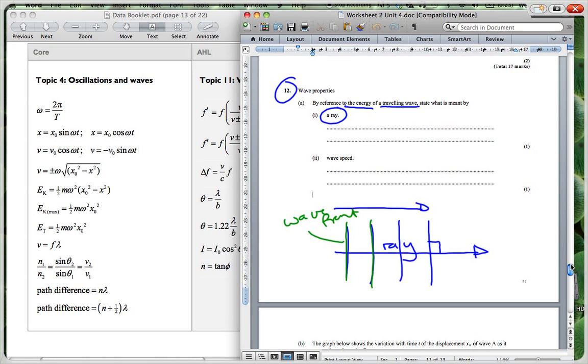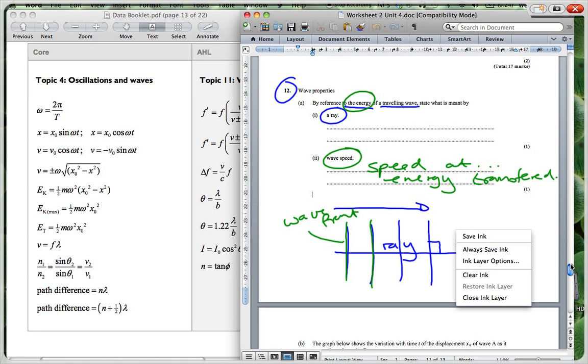So these are your crests, and they are moving across in the direction of that ray. The wave speed is the speed at which the energy is being transferred, because remember, we have to do it by reference to the energy. So the speed at which the energy is being transferred. All right, good. So there's our base there.